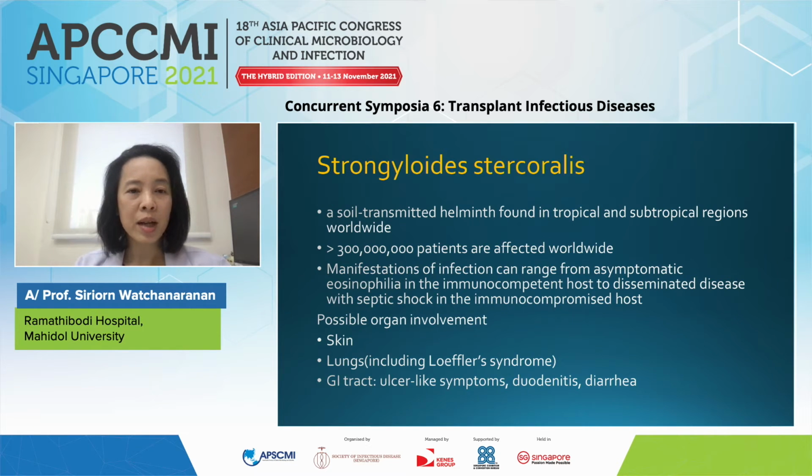Strongyloides stercoralis is the soil-based helminth found in tropical and subtropical regions. I want to draw some attention to this Strongyloides case because it's quite prevalent in our area. So far, over 300 million patients are affected worldwide. The manifestation of infection can range from asymptomatic eosinophilia in immunocompetent patients to disseminated disease with septic shock in immunocompromised hosts. The possible organ involvement can be skin, lung, or GI tract. With the GI tract, one can see duodenitis, diarrhea, or ulcer-like symptoms. Next slide, please.